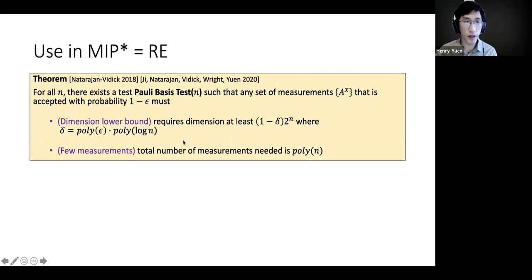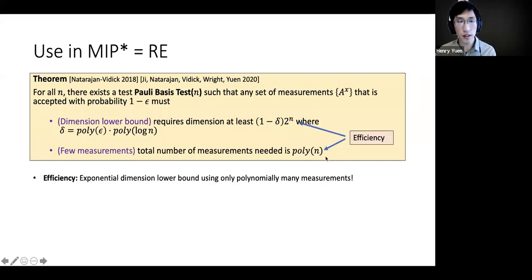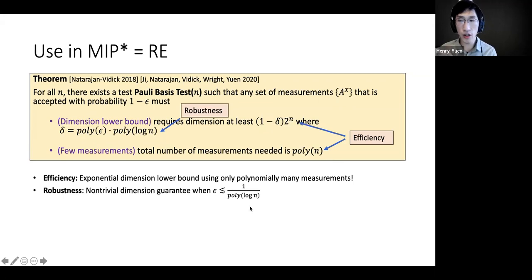And the number of measurements that you use is very few. The total number of measurements in this set is poly n. So with poly n measurements, you can essentially force a 2 to the n dimensional, exponential dimensional space. And it's also robust in the sense that this delta gives you a non-trivial guarantee when your acceptance probability is at most 1 over poly log n.